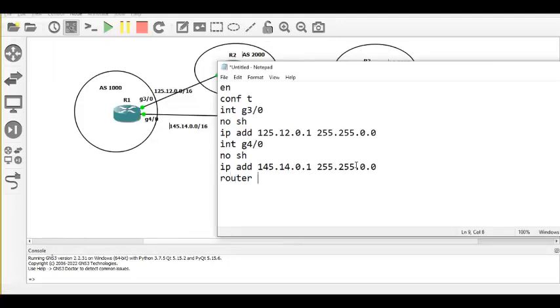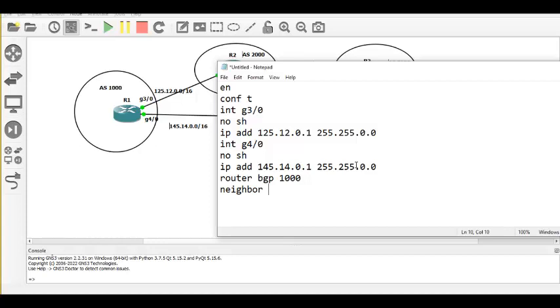So I say router BGP 1000, neighbor. Neighbor is to form neighbor. Network is to advertise. I'm not typing network. I'm typing neighbor.